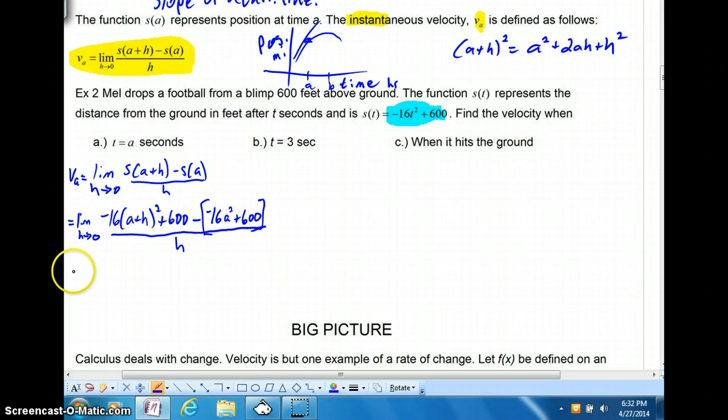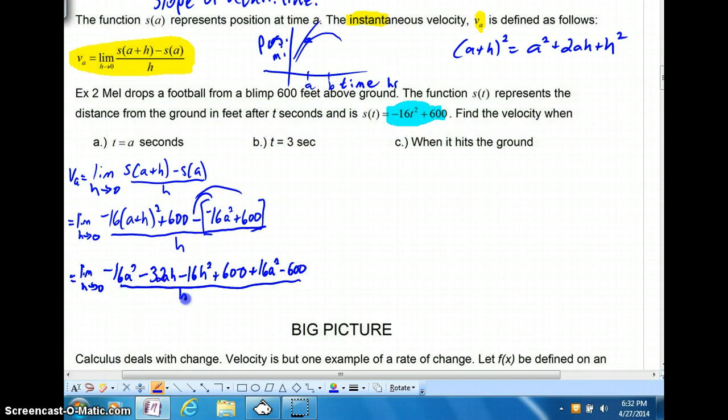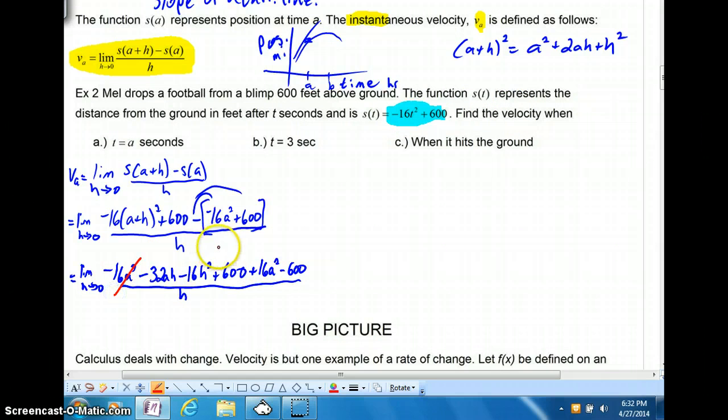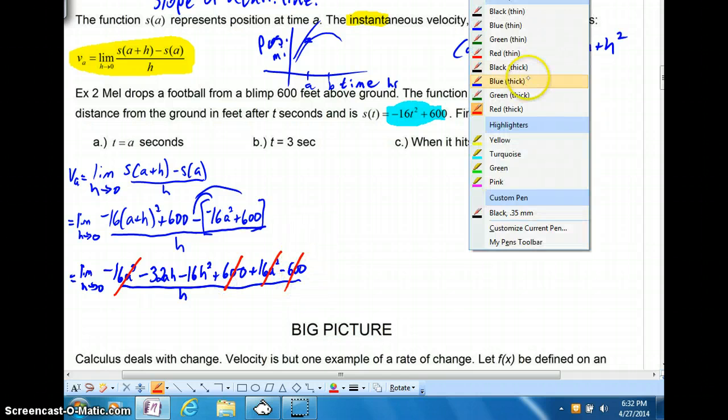If I were to multiply negative 16 out in front, what would that look like? Well, just distribute that negative 16 everywhere. Negative 16 times 2 is negative 32, and then we'd have negative 16h squared right over here, and then we'll have our plus 600. We can't forget about that. Now distribute that negative, and you'll get a plus 16a squared minus 600. Distributing that negative, that's why I put those brackets around there. I hope it's really clear why I did that. Look, negative 16a squared and a plus 16a squared goes away. 600 and a negative 600, they cancel out.